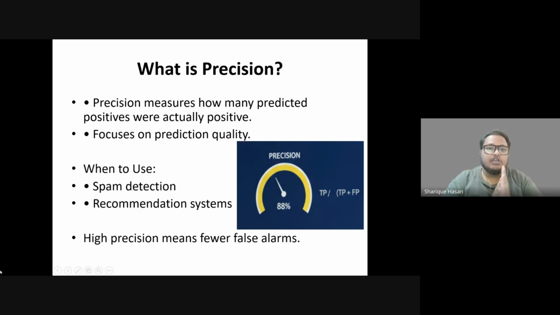So what is precision? Precision measures how many predicted positives were actually positive. Suppose there were 100 true-false questions, and you asked your ML model to predict the correct answer, which means the positive answer. Keep this in mind. Suppose it predicted 70 as positive, the correct answer, out of 100. Which is your accuracy also.